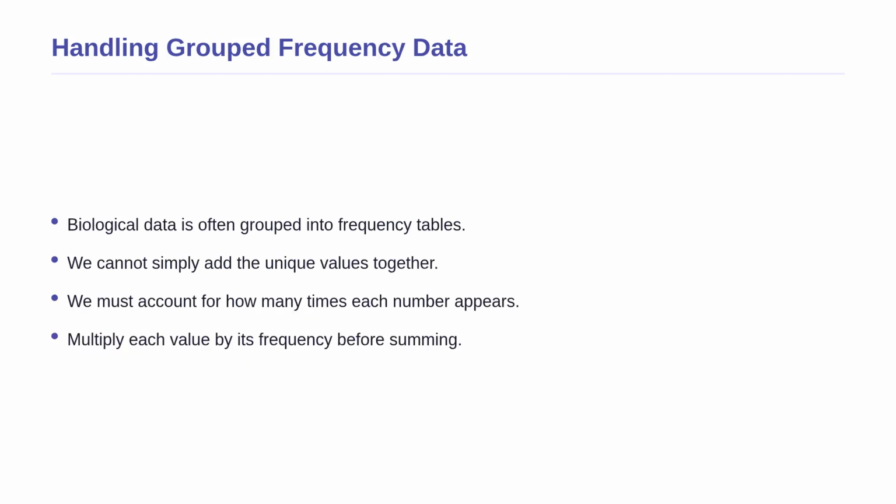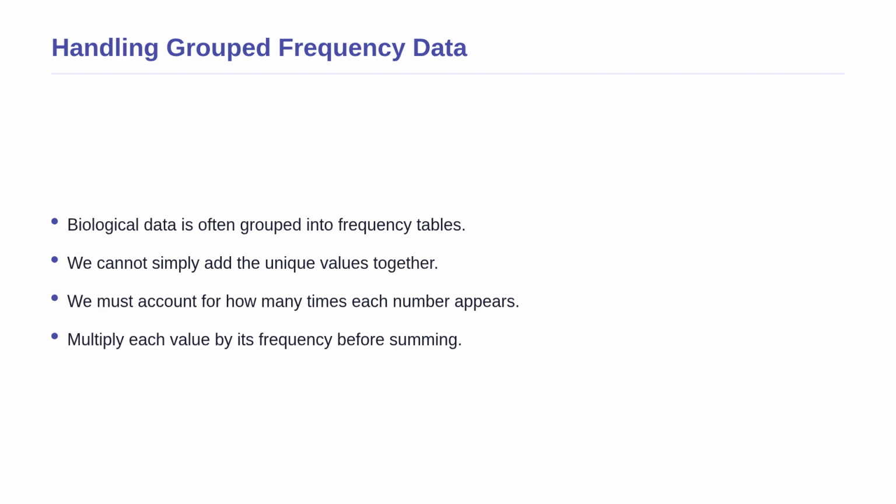This formula we just saw works perfectly for small lists, but this brings us to an important question. What if we have massive amounts of data? In biological sciences, data is often grouped into frequency tables rather than listed individually. When data is grouped, we cannot just add the unique numbers together. We must account for how many times each specific number appears, which is called its frequency.